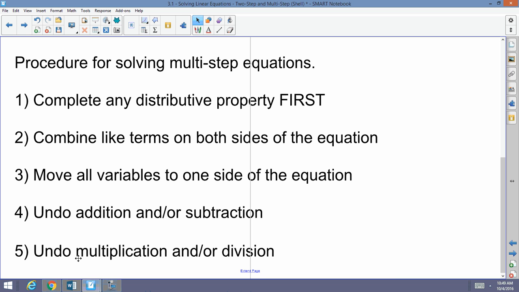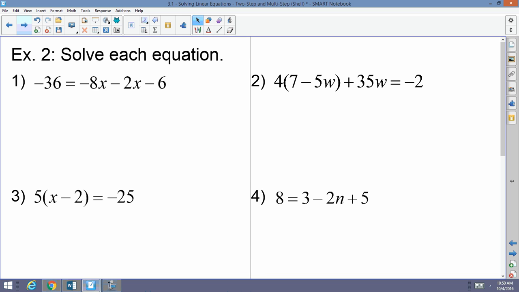The key to remember is make sure that you get rid of distributive property first. Combine like terms on both sides. So look at the left side, combine like terms there. Look at the right side, combine like terms there. Then you move the variables to one side. Then you undo addition and subtraction because you have a two-step equation. Then you undo multiplication and division because you have a one-step equation. These steps make sense? So let's get to it.